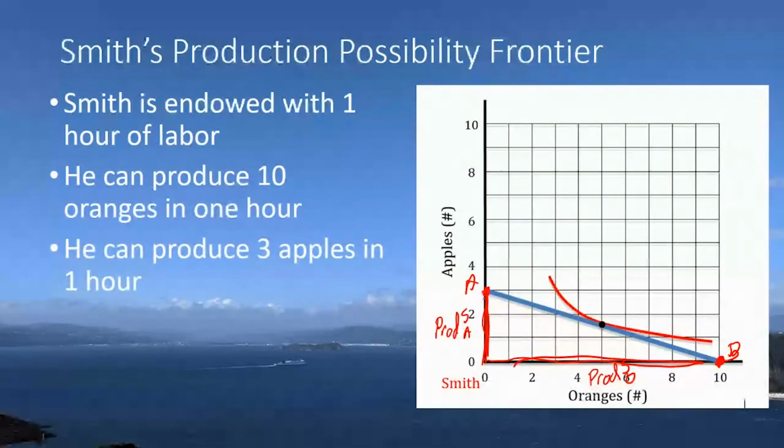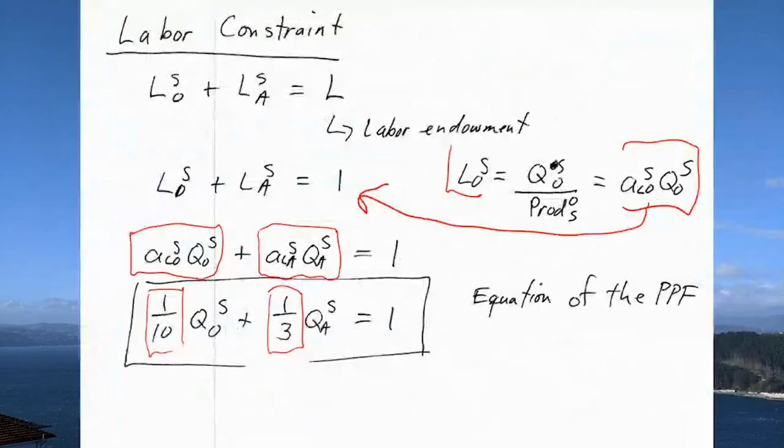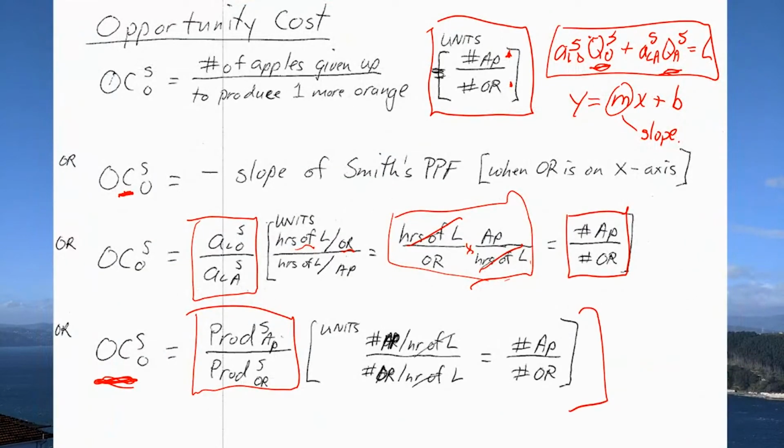So if we take the productivity of apples divided by the productivity of oranges, ignoring the negativity of the slope, then we've got another way of defining the slope and therefore defining the opportunity cost of producing oranges. Now I can give you information in a variety of different ways, and from some of the information, you can figure out the other things that you're going to need to derive in order to answer the different questions that might be asked of you.